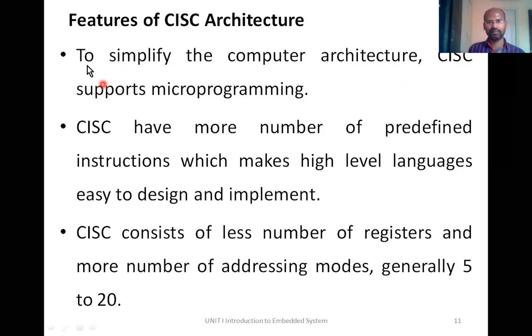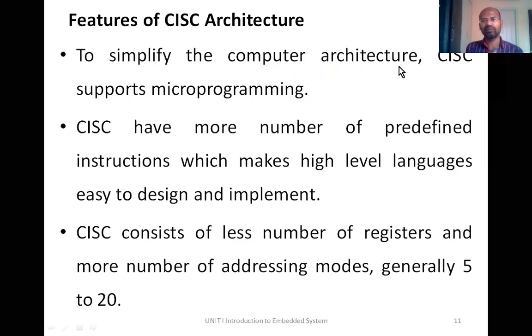Next, to simplify the computer architecture, CISC supports microprogramming. If you have this microprogramming, that increases the complexity of the processor, but the programmer can relax. Such microprogramming is not there in this computer, so the person who writes the assembly program has to write all these things: fetch the data from the memory, fetch the second data from the memory, add it here, and do everything. But such complexity is completely avoided in CISC architecture.